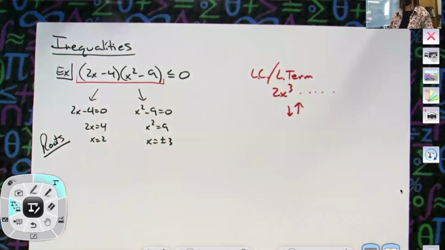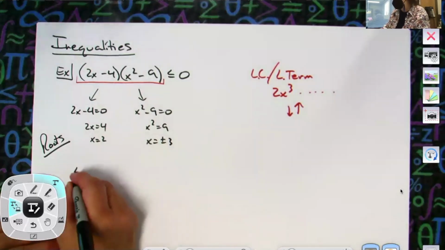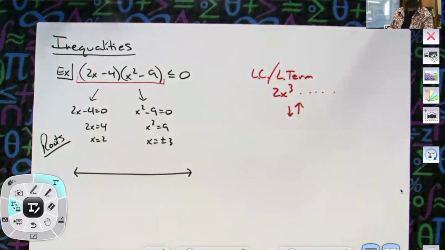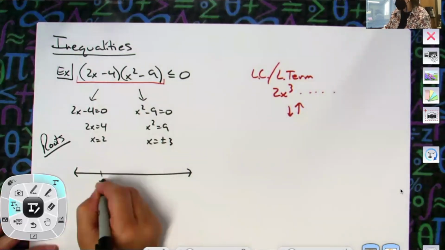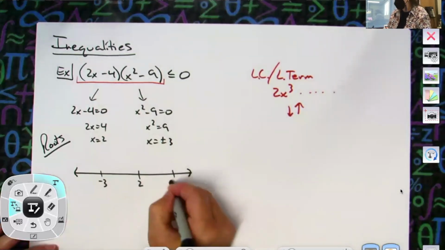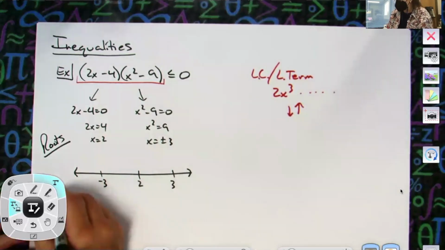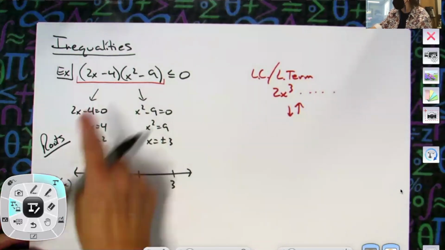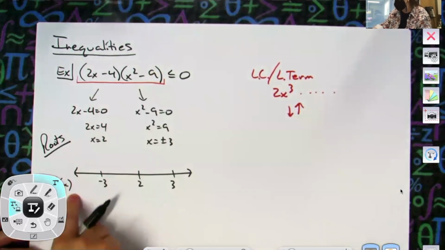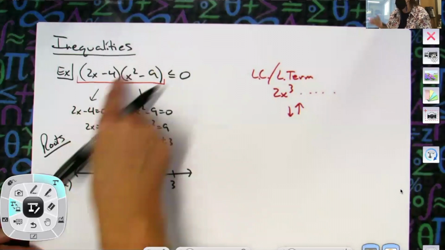And then what do we do? We put them on a number line. Remember us doing the number line? Let's put them on the number line, preferably in numerical order. So I got -3, a 2, and a 3. Then I should be able to plug numbers into my original function. I'm going to assume this function is f of x.